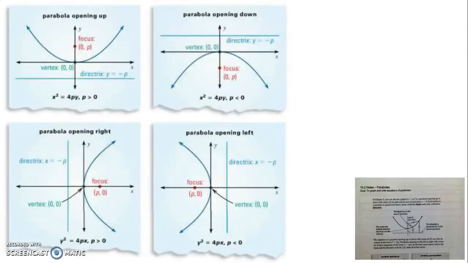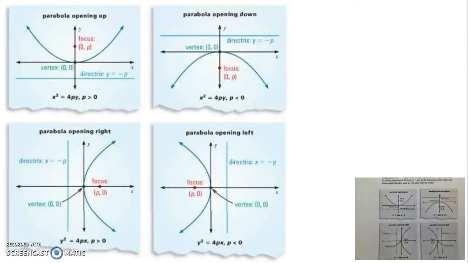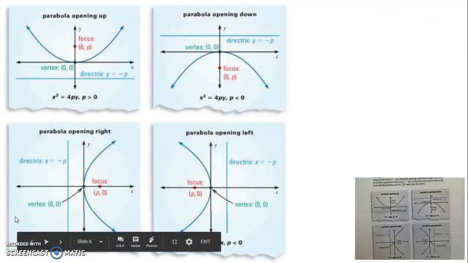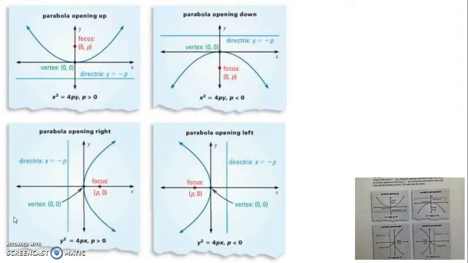And so these are the four possible cases that we have to consider. We could have a parabola that opens up or a parabola that opens down. In those cases, the general form will be x squared equals 4py. For the parabola to open up, p is positive. If it opens down, it's negative. For a parabola opening left or right, we'll flip the x and the y, and we'll have y squared equals 4px. If p is greater than 0, the parabola opens right. If it's less than 0, it opens to the left.